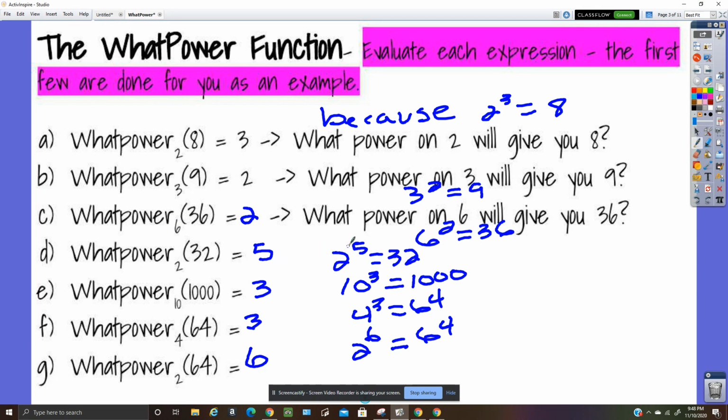And then the reasoning here is I just change this to an exponential. 2 to what power is 32, so 2 to the 5th is 32. 10 to what power is 1,000? 10 cubed is 1,000. And then 4 to what power is 64? 4 cubed is 64. And then 2 to what power is 64? 2 to the 6th is 64. So the answers here are 3, 2, 2, 5, 3, 3, and 6.